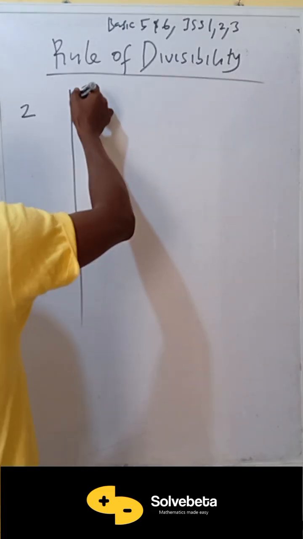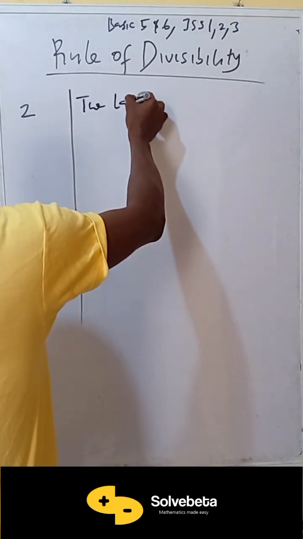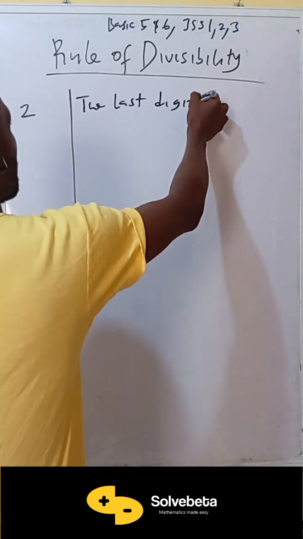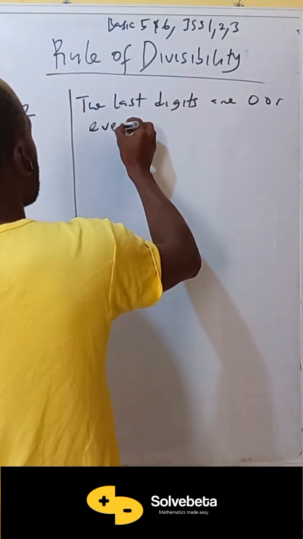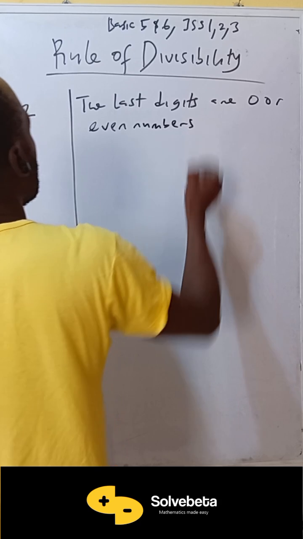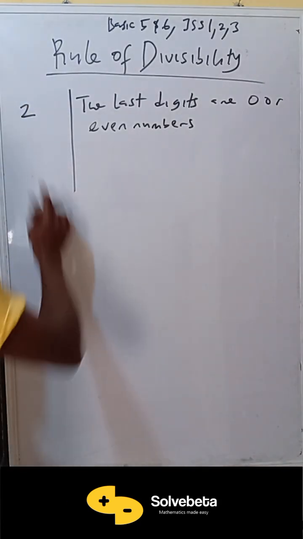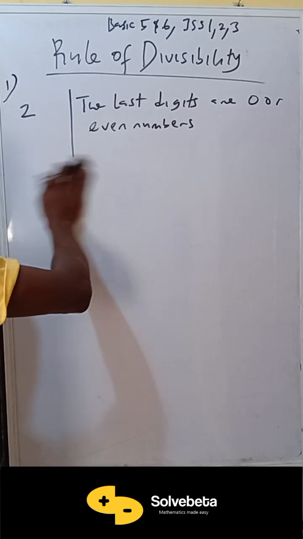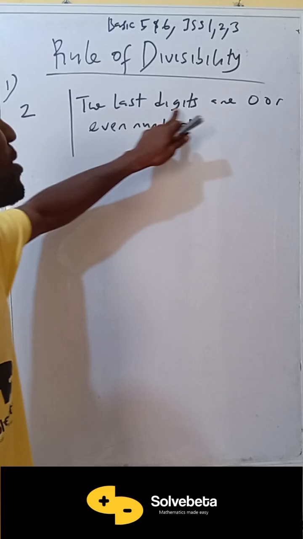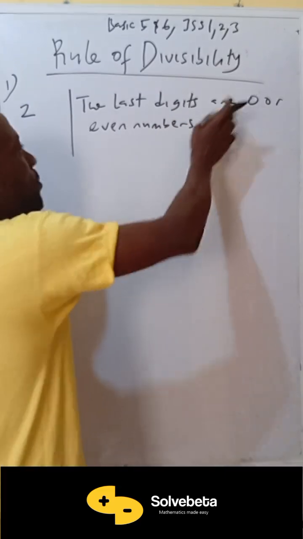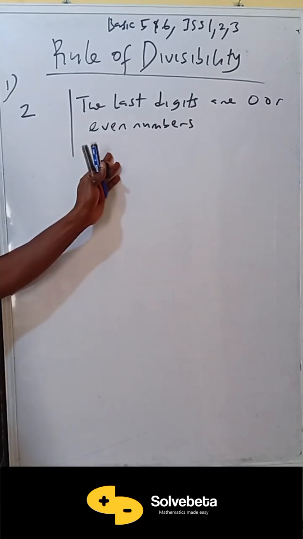The numbers that 2 can divide, listen, the last digit of those numbers are 0 or even numbers. That's the first rule you must know. Why did you not just go for 1? 1 can divide every number. So for 2, the rule is that the last digits of those numbers that 2 can divide are either 0 or even numbers. And you know that even numbers are numbers that can be divided by 2.